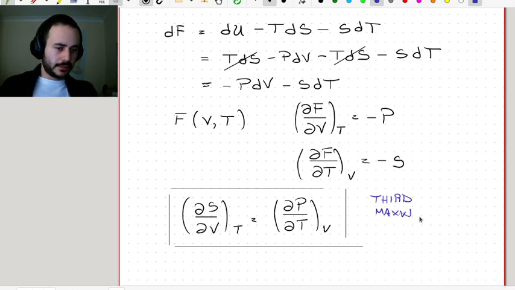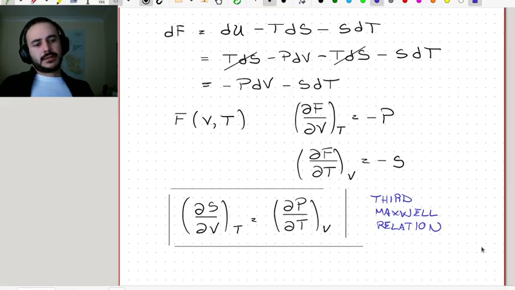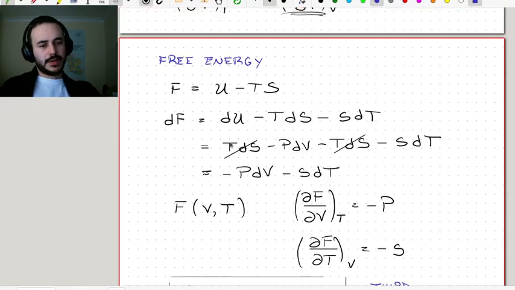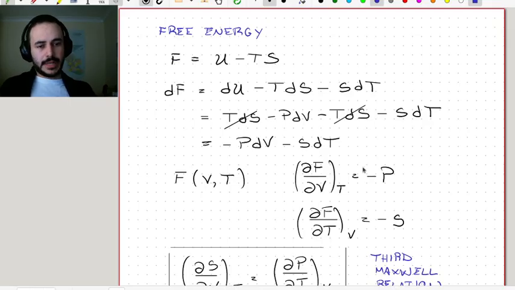We don't care if it's the third or the fifth, but we have to remember what the relationship is. And next, I'm going to show you how to systematically obtain more of these relations and how to systematically define new properties of state from the ones we know, from energy and entropy.